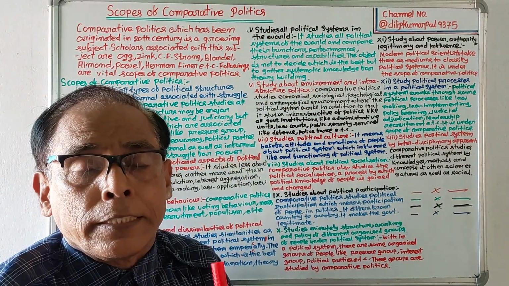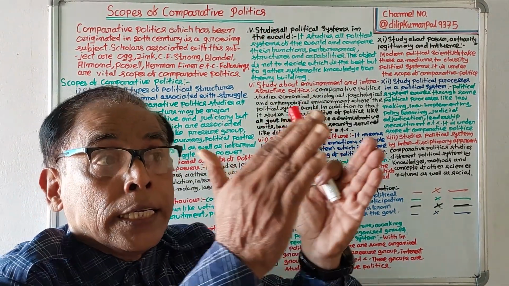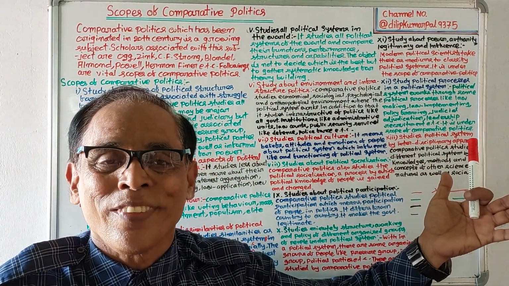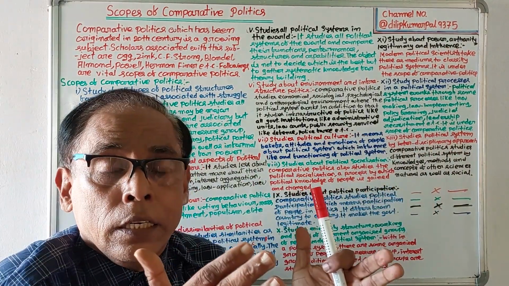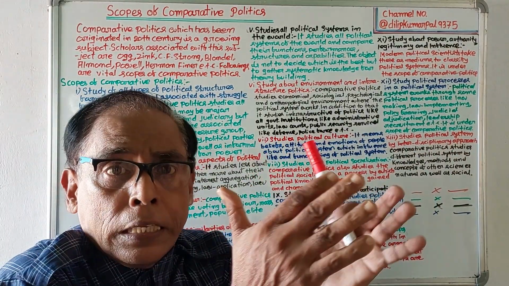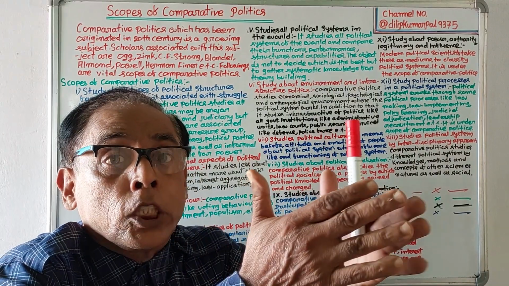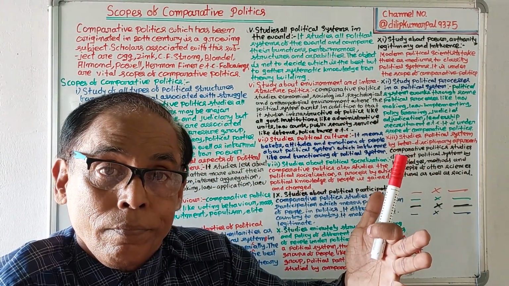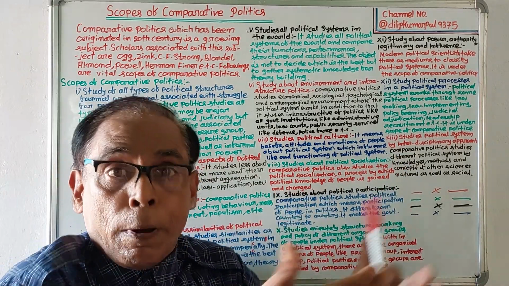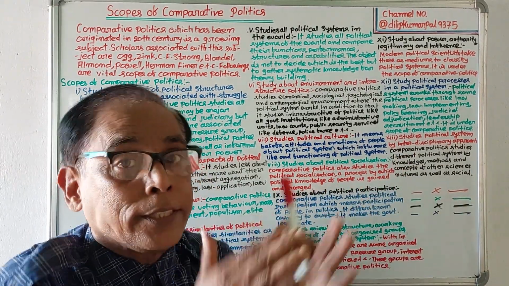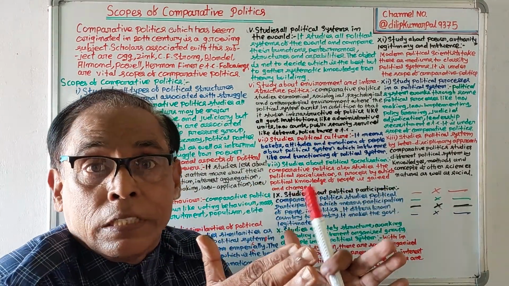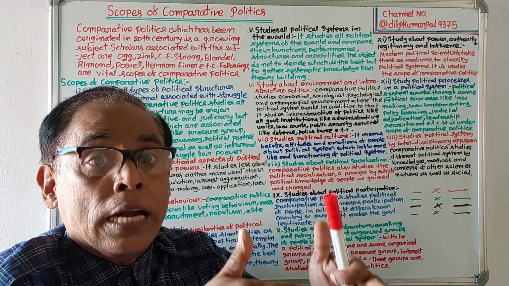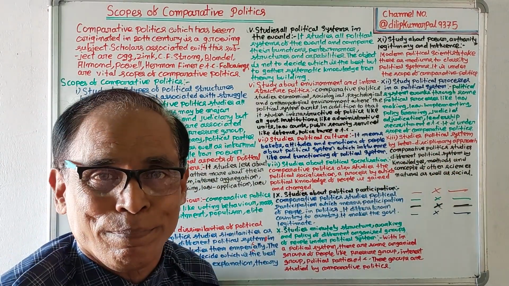Another scope of comparative politics is that it studies political systems, means governments of the entire world. It does not study political systems of only Europe or Asia. It studies political systems of the entire world, how they are functioning, what are their capabilities, what are their performances, what are their functions. The objective is not to decide which is the best, but to collect some knowledge about them.